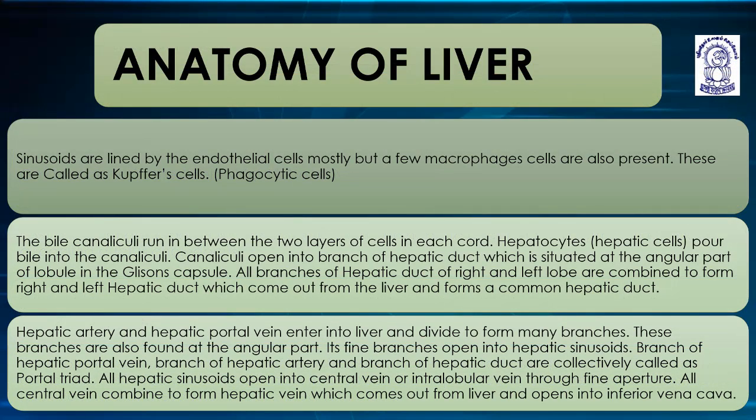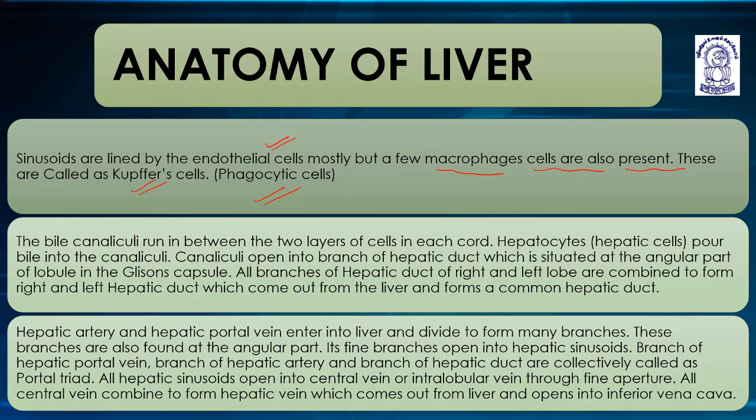Now coming to the anatomy of the liver. The sinusoids are lined mostly by endothelial cells, but a few macrophages are also present. These macrophages, in the case of the liver, are known as what? Kupffer cells, which are phagocytic in action.